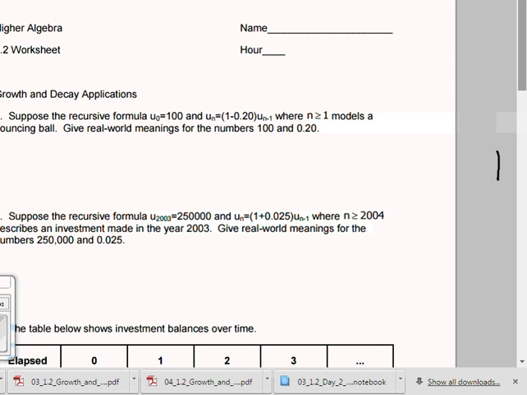We have just a couple minutes here. Suppose the recursive formula for u of 0 is equal to 100, and u of n is equal to u of n minus 1 times 1 minus 0.20, where n is greater than or equal to 1, models a bouncing ball. Give real-world meanings to the numbers 100 and 0.2. What do we think 100 is representing in this question here? What is 100? So this is a bouncing ball. 100 might be what?